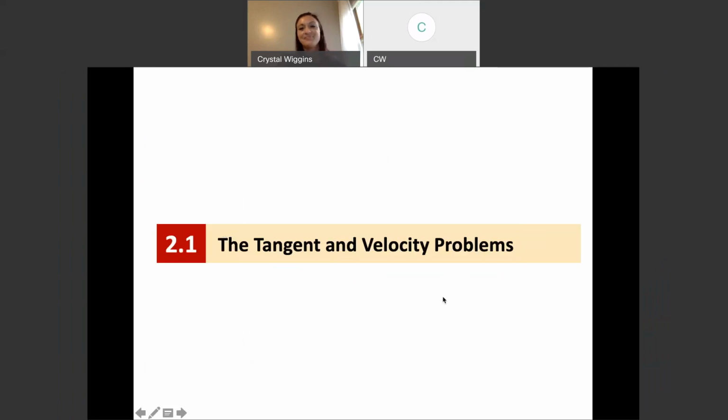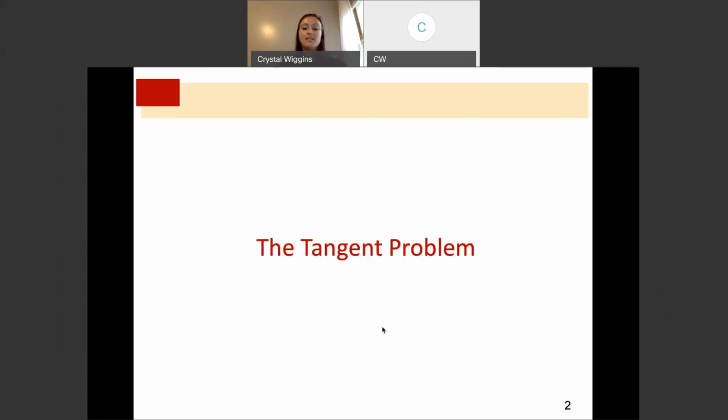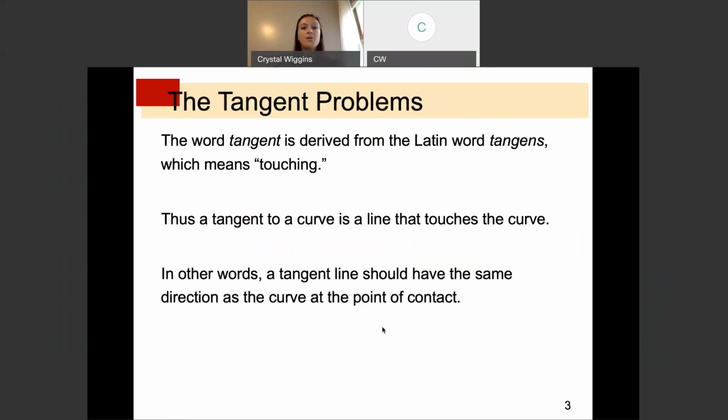All right, so the tangent line and velocity problems. This is our first section of the semester. Let's start off with the tangent problem. The word tangent is derived from the Latin word tangens, which means touching. Thus, a tangent to a curve is a line that touches the curve.